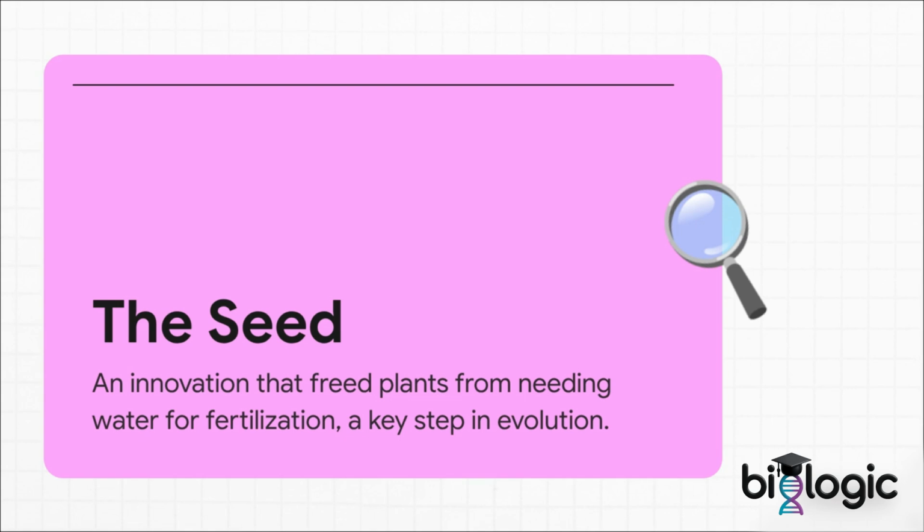You can think of a seed as a tiny, self-contained survival kit for a plant embryo. It comes with its own packed lunch, a food supply, and a tough protective coat. And most importantly, the whole process no longer requires swimming parts. This one innovation broke the final chain that tied plants to the water.